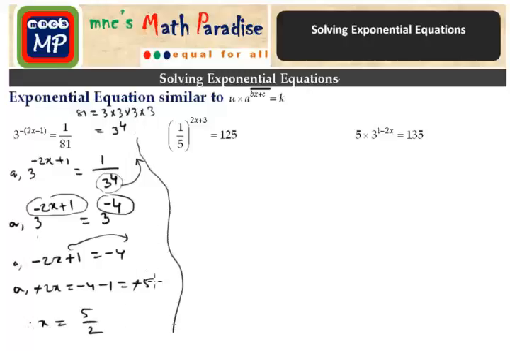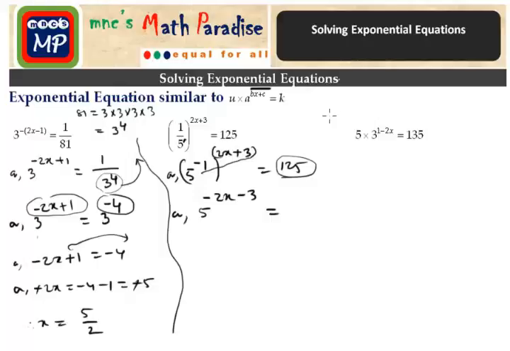Let us do the second example. Here 1 divided by 5 to the power 2x plus 3 equals 125. Now this 1 divided by 5, we can write as 5 to the power minus 1. We know 1 divided by 5 to the power 1 is the same as bringing the denominator to the numerator, so the power 1 will become minus 1. So now 5 to the power minus 1, to the power 2x plus 3. This minus 1 and this power will be multiplied. So we will get 5 to the power minus 2x minus 3. Minus 1 is multiplying this whole power, so minus 1 times 2x is minus 2x, minus 1 times 3 is minus 3.